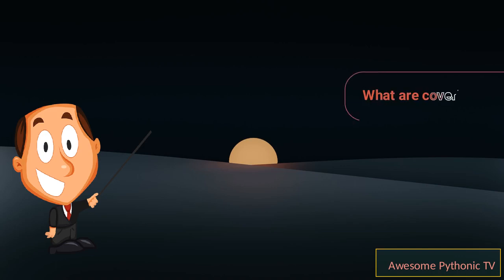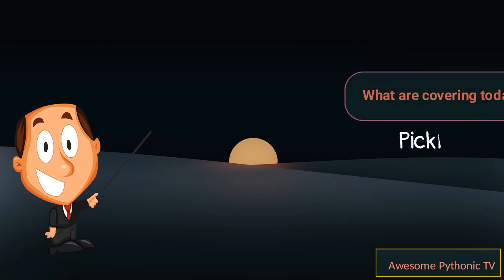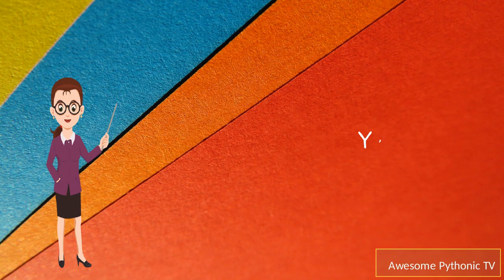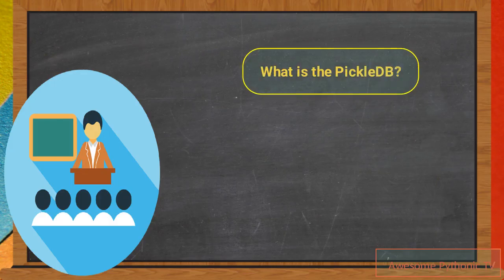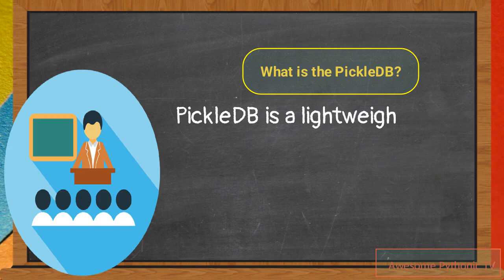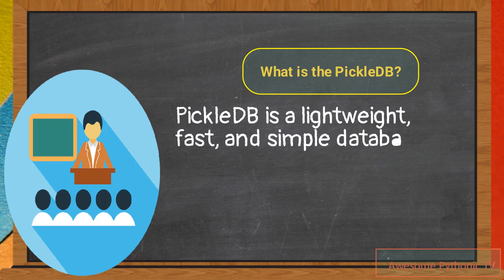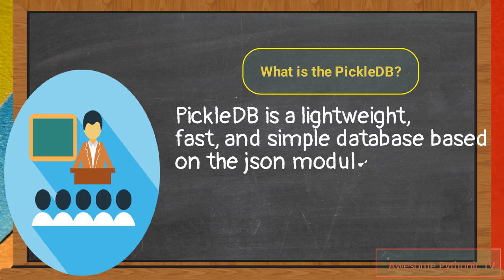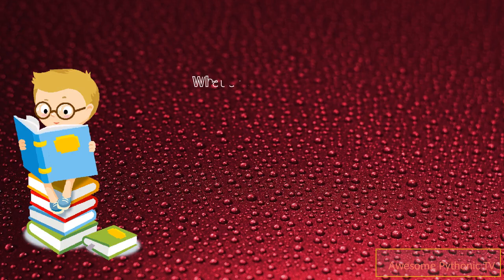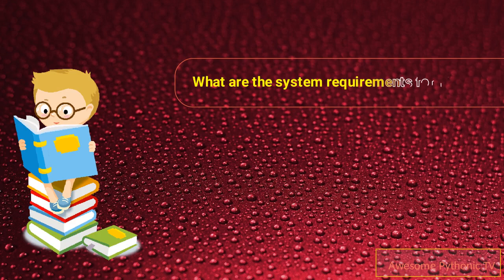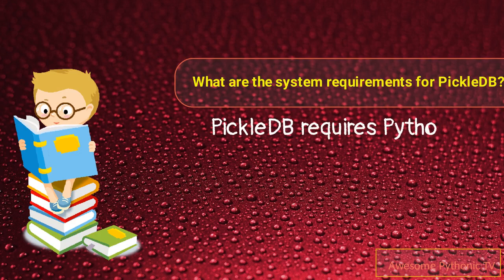What are we covering today? PickleDB. Yes, PickleDB. What is PickleDB? PickleDB is a lightweight, fast, and simple database based on the JSON module. It is BSD licensed. What are the system requirements for PickleDB? PickleDB requires Python 2.7 or Python 3.2 plus to run.